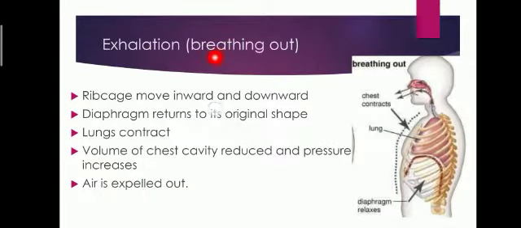Now we'll be talking about breathing out or exhalation, that you can also notice. When you breathe out or throw out the air from your body, what all changes can you see? The rib cage moves inward and downward. The diaphragm returns to its original shape. Lungs contract. The volume of the chest cavity gets reduced and pressure increases.